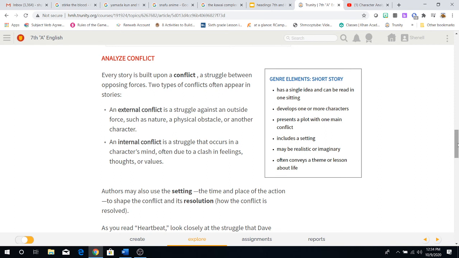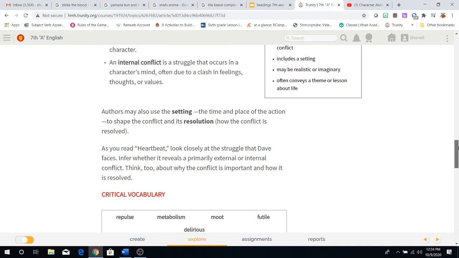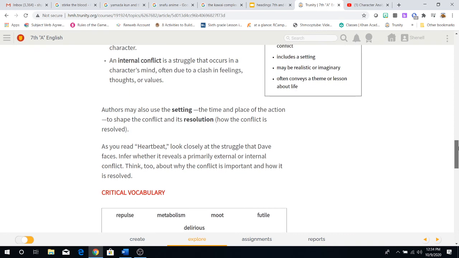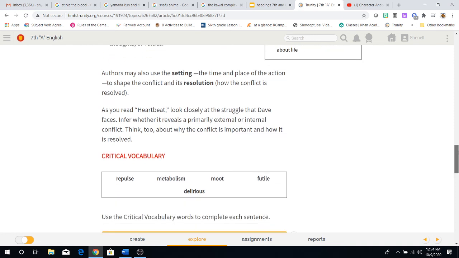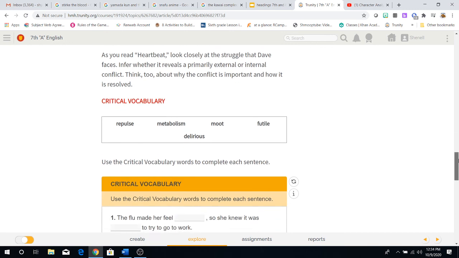And an internal conflict is a struggle that occurs in a character's mind, often due to a clash between their feelings and their thoughts. Authors may also use the setting, the time and place of an action, to shape the conflict and its resolution, which is how the conflict is resolved. So look closely at the struggle that Dave faces. Infer whether it reveals primarily an external or an internal conflict. Think too about why the conflict is important and how it is resolved.